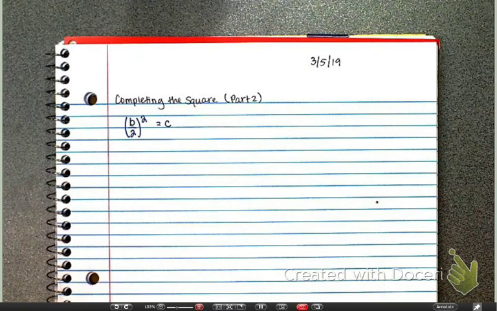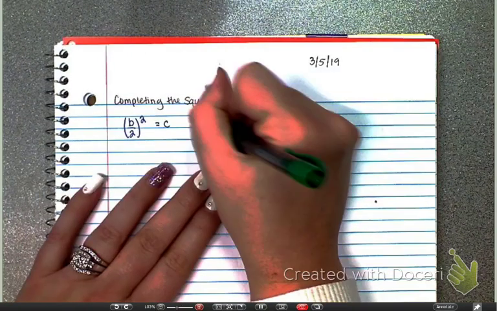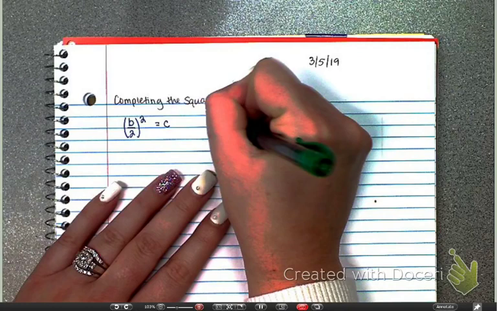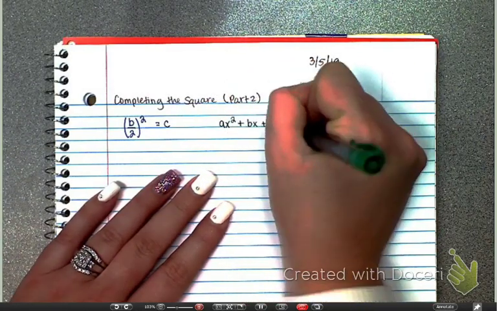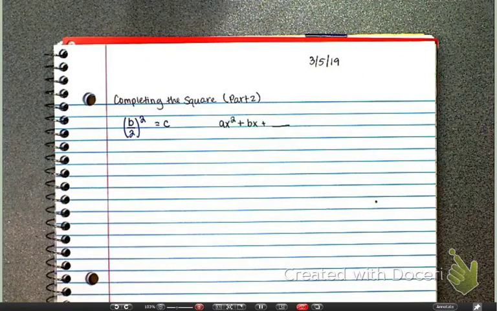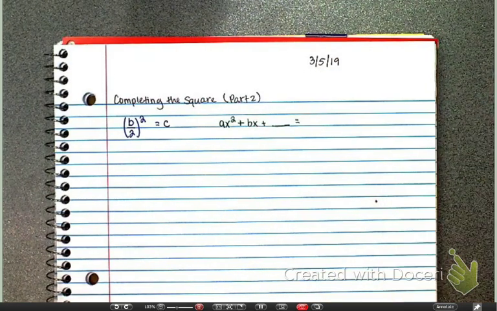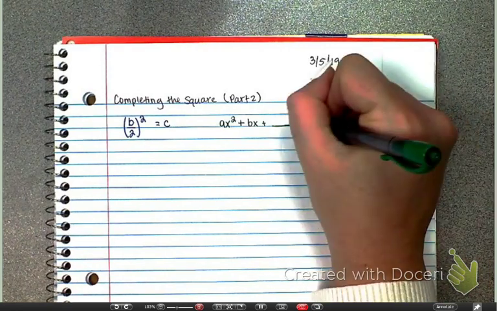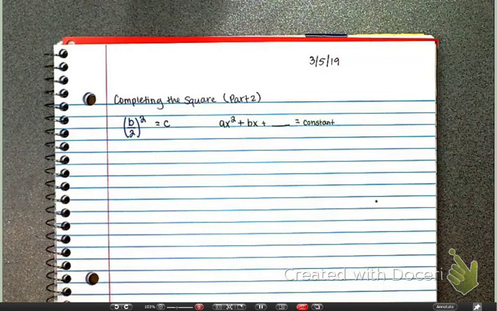Now, we're actually physically looking at equations today. Okay, so we need to be in the form that looks like this, and it'll make more sense when numbers are around, but we need to have ax squared plus bx plus that C term we're filling in equals, I'm going to write the word constant, not to confuse you with C, so we're going to have another number.